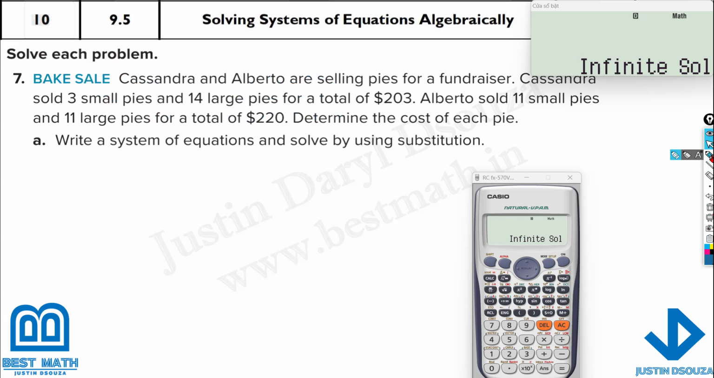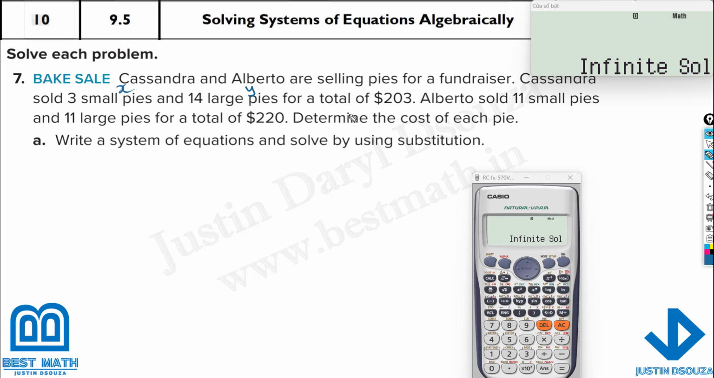We have a real world problem here. Bake sale. Cassandra and Alberto are selling pies for a fundraiser. Cassandra sold 3 small pies and 14 large pies for a total of $203. So now it's about pies. So what about I denote small pies as X and large pies as Y?